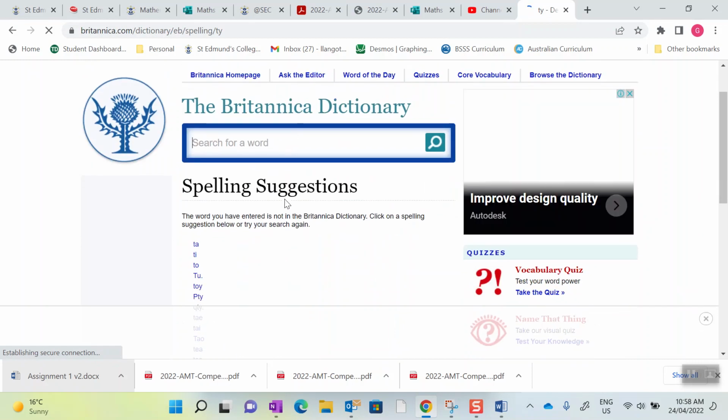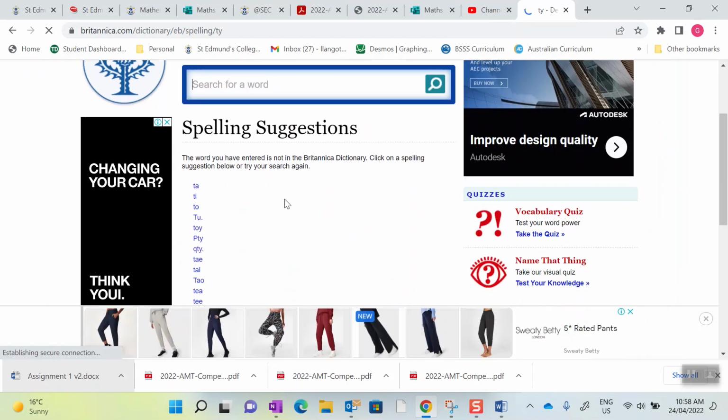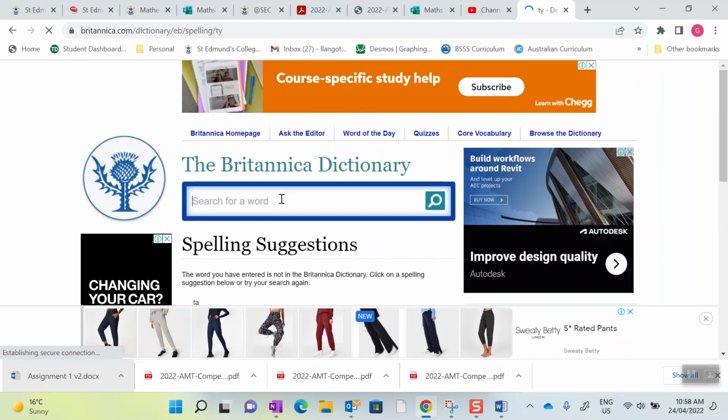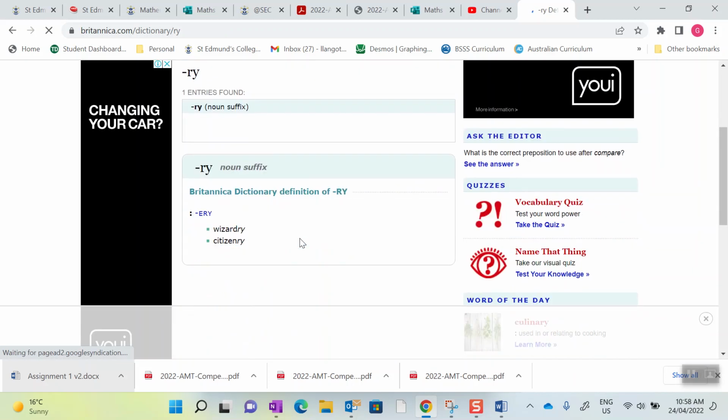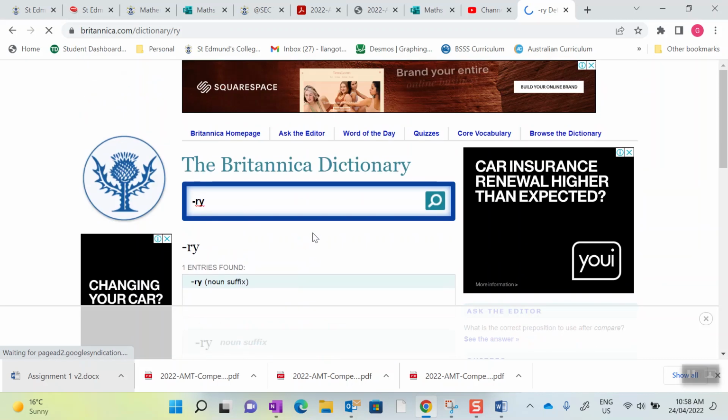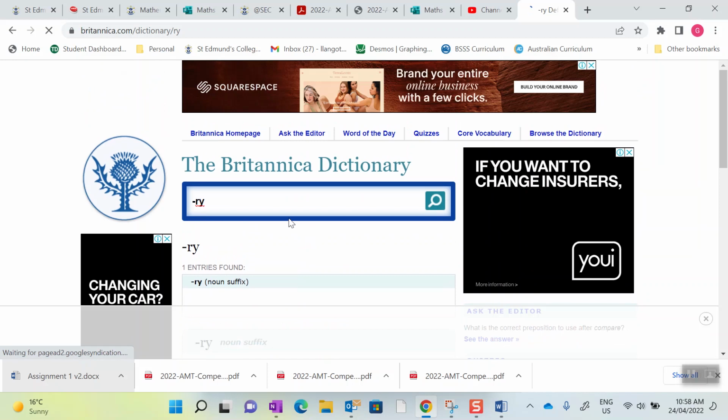And no, it's not. And while I'm here, I can probably try. So ty is not a word. I can try ry. No, it's a suffix, which means it goes on the end of some words, but it's not a word on its own.